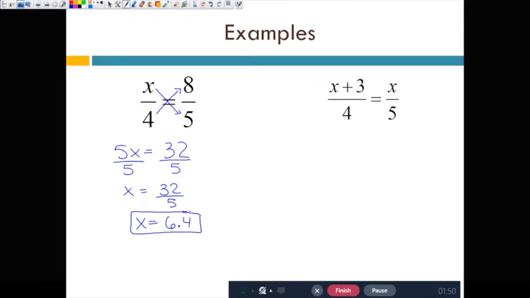So I'm going to cross multiply. So 4 times x. What would be 4 times x? 4x. And then I'm going to multiply 5 times all of this. So I'm going to do 5 times x plus 3. Okay, and we're going to have to distribute now. You should be writing this down, guys, as I go. So I'm going to distribute my 5. So I'm going to get 5 times x, which is 5x. 5 times 3, which is 15.